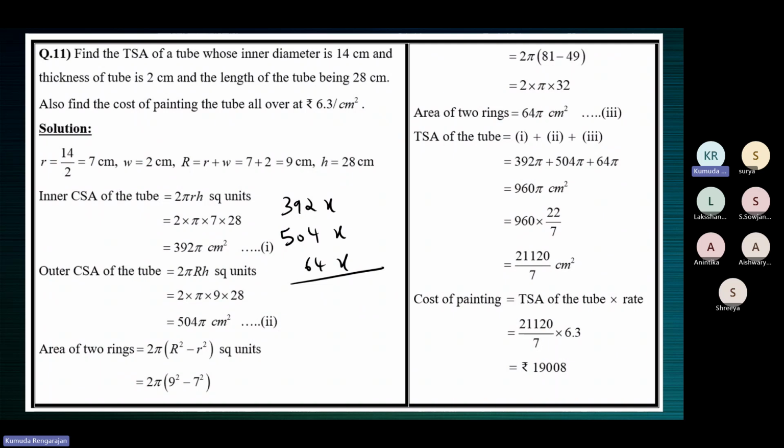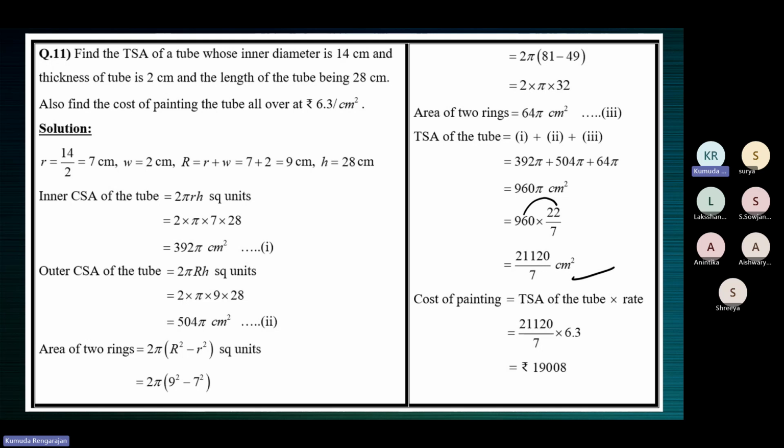Now, once and for all, I've used the value of pi as 22/7. So 960 pi is 960 into 22/7. Not able to simplify, 7 and 960 cannot be simplified. So I've multiplied the numerators, and we get 21,120/7 centimeters square. This is the TSA of the tube.